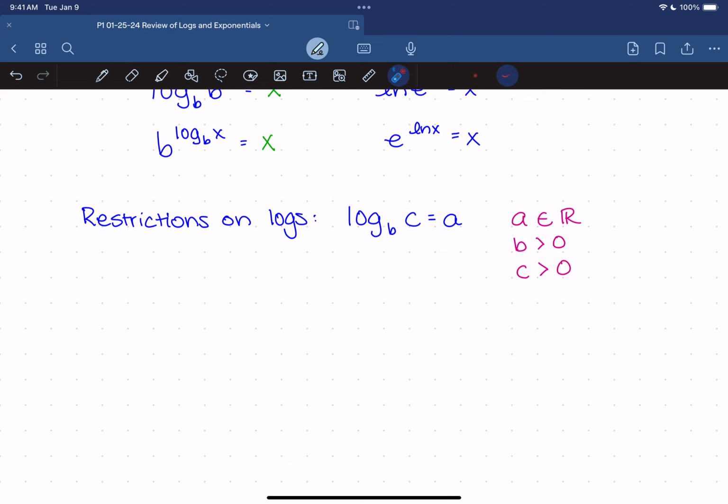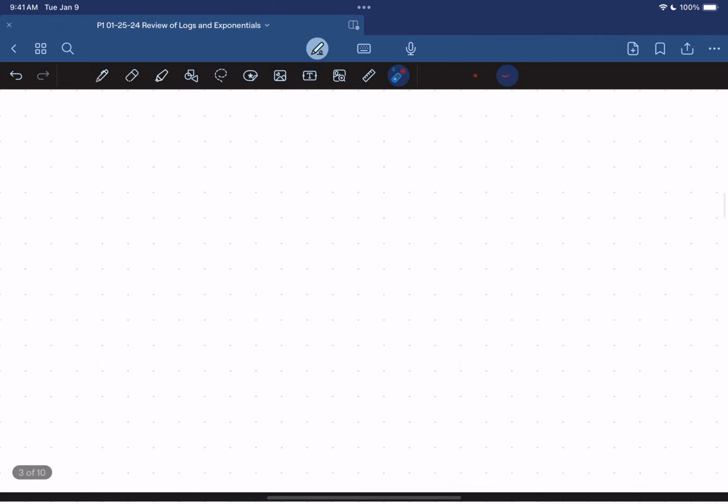B and C cannot be 0, and they cannot be negative numbers. So your base and your argument for a log must always be positive. All right, so that finishes that. Let's go on.